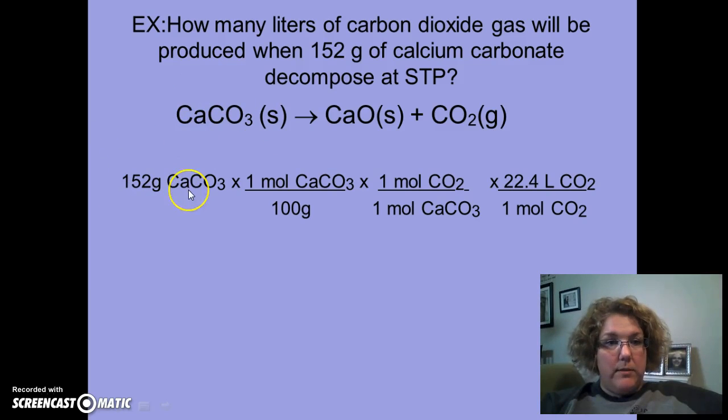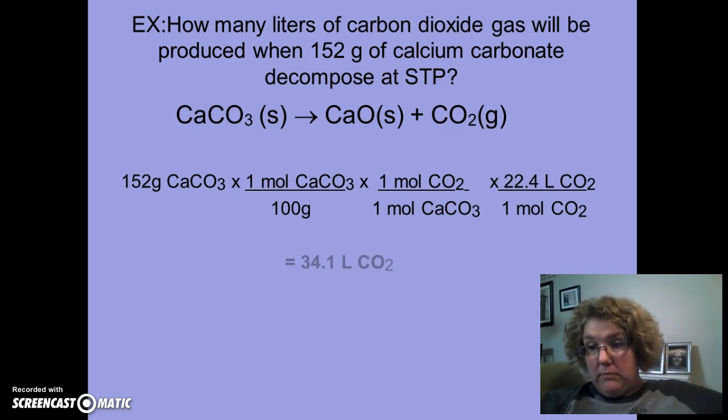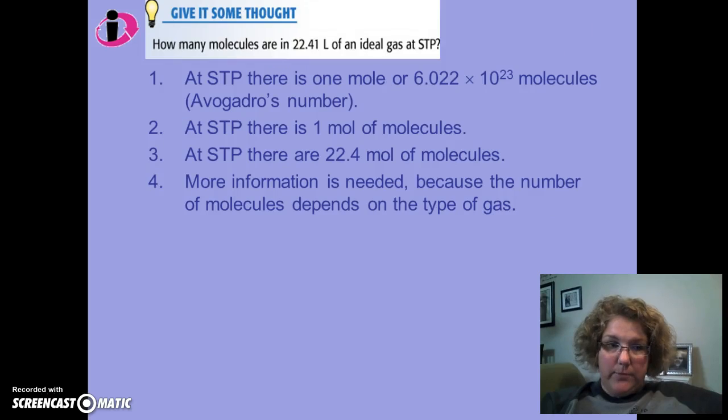So we have 152 grams of calcium carbonate. Grams are useless, so we convert that to moles. Then it's a 1-to-1 mole ratio. And then because we're at STP, we can go from moles of our gas to liters of our gas using the 22.4 shortcut. Could you stop and get moles here and then plug it into PV equals nRT? Sure, you'd be wasting your time, but you'd still get the right answer. All right, which would be 34.1 liters.